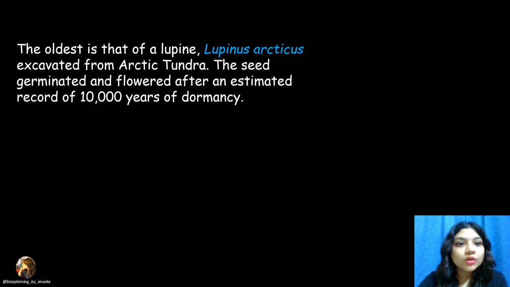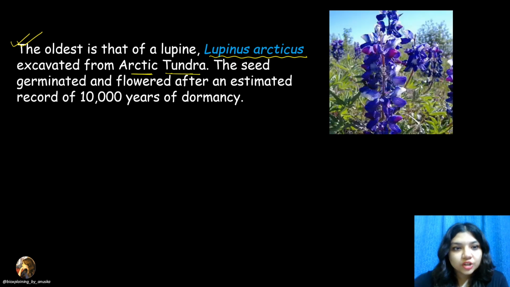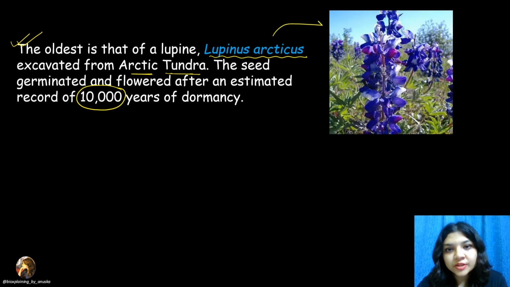जैसे कि the oldest seed which is still viable is that of Lupinus arcticus. So it is excavated from the Arctic tundra region, right? So this seed germinated and flowered after an estimated record of 10,000 years of dormancy. मतलब the seed was viable for around 10,000 years. This is an image of the Lupinus arcticus plant, right?